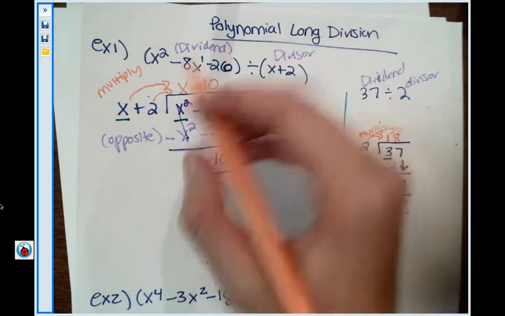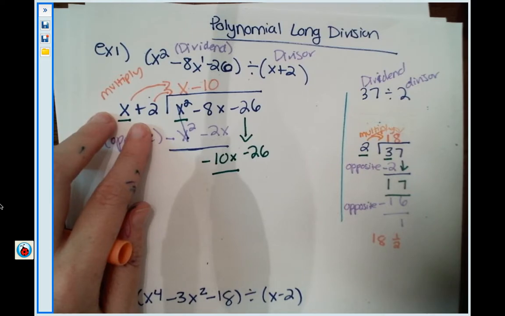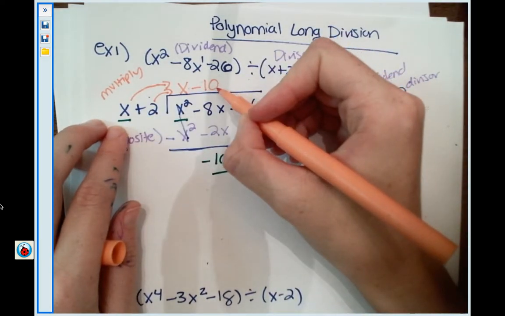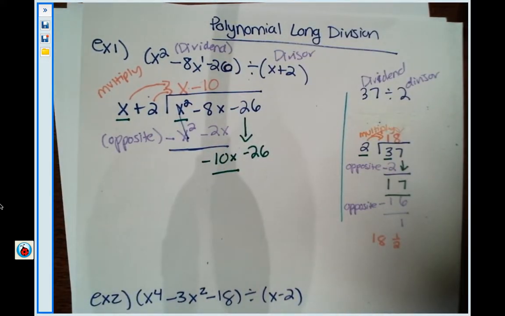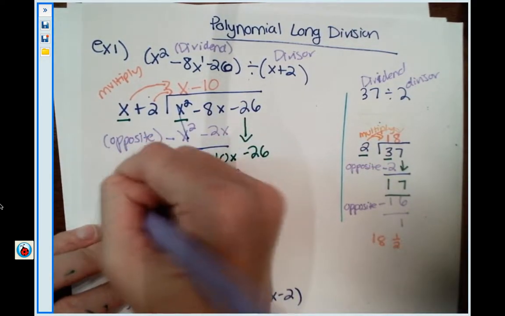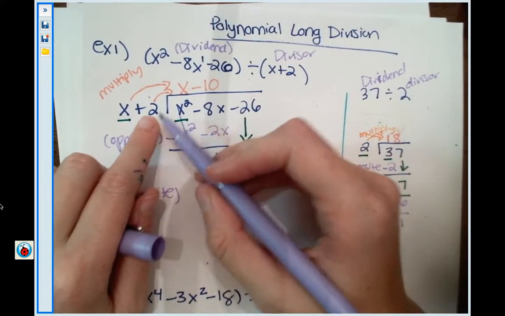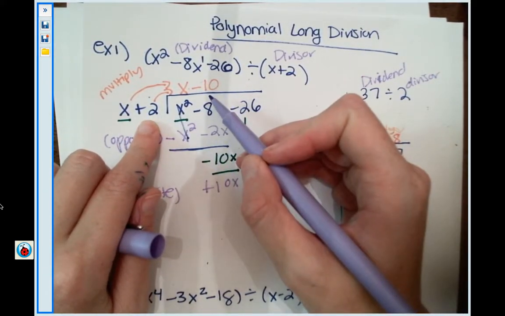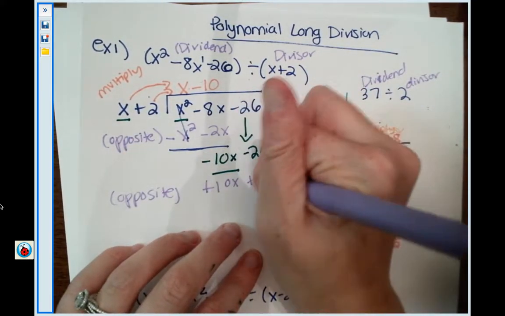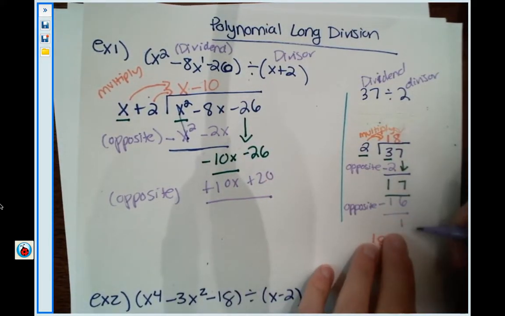Okay, then we are going to be multiplying both of these numbers to the negative 10. Okay, so x times negative 10 is negative 10x, but I'm going to do the opposite down here, which is plus 10x. So this is the opposite. And then the same thing with the 2. 2 times negative 10 is negative 20, but I'm going to write the opposite of that, which is positive 20. Alright, and just like here, we added down here, I got 1.